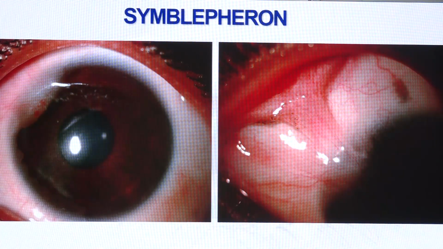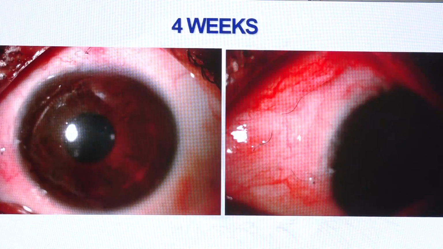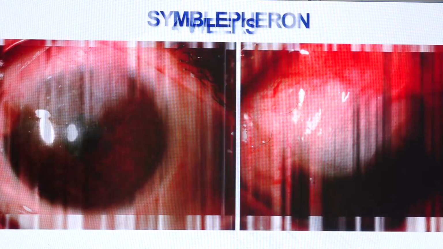Now this patient presented 6 months after chemical injury with a symblepharon, and what I did was I used a conjunctival autograft near the limbus. And for the rest of the symblepharon excision and covering up, I used the amniotic membrane.